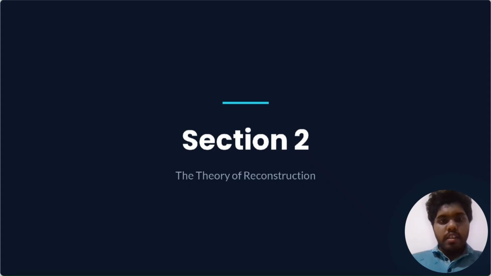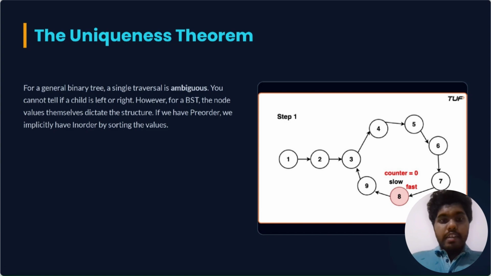Section 2. The theory of reconstruction. How much information do we actually need? In a general binary tree, one traversal is never enough. Why? Because you can't tell if a child is a left child or right child just by looking at the order. You usually need inorder plus one other traversal.